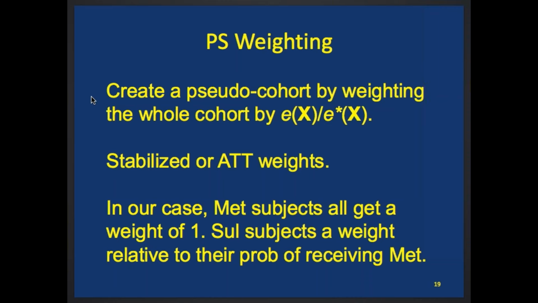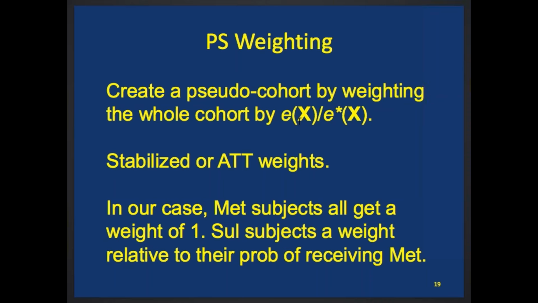What you do with propensity score weighting is you create a pseudo cohort by weighting the whole cohort by, and here I'm going to jump straight to the stabilized or ATT weight, the probability of being exposed divided by the probability of being exposed to whatever you were actually exposed to. So the, say, probability of metformin divided by the probability of being metformin if you're a metformin user, or the probability of sulfonylurea if you're a sulfonylurea user. So these are called the stabilized weights. If you ignore this numerator for the moment, if you just put a 1 in here, that's the typical ATE weight, where it's just 1 over the probability of getting what you got.